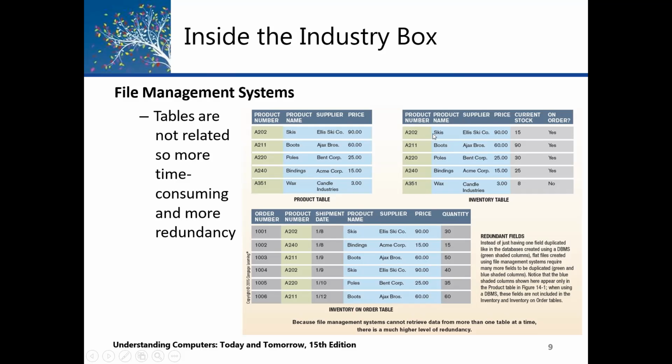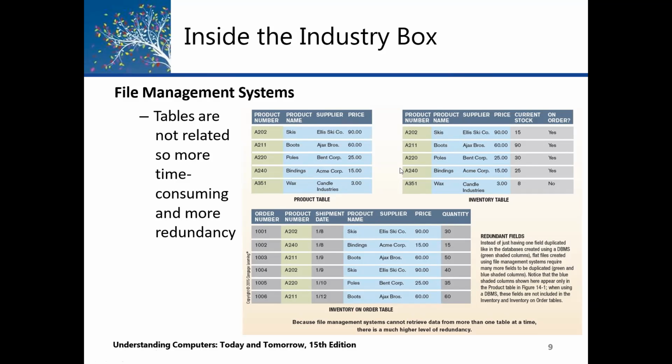In the inventory table, there are six columns available. I mean, six fields. First one is product number, second field is product name, third field is supplier. Then price, current stock, on order. So there are four columns that are already in the product table. We can merge these two things.